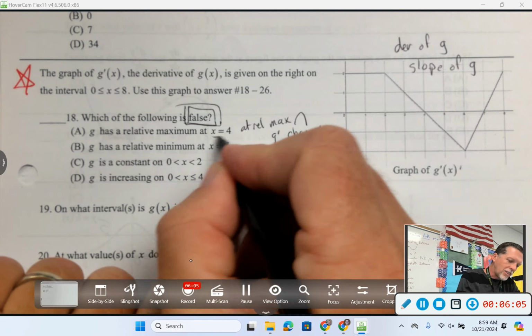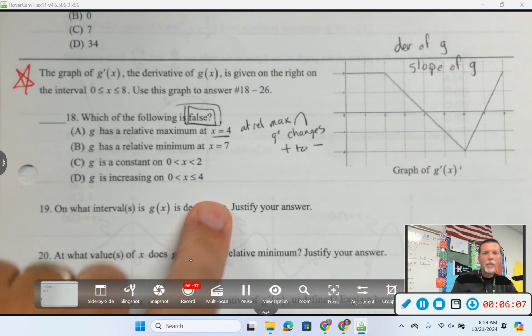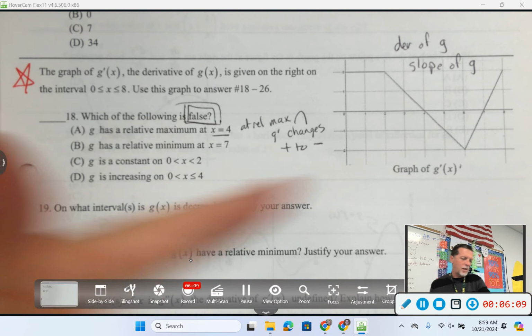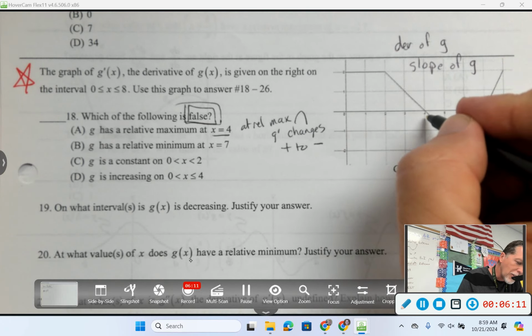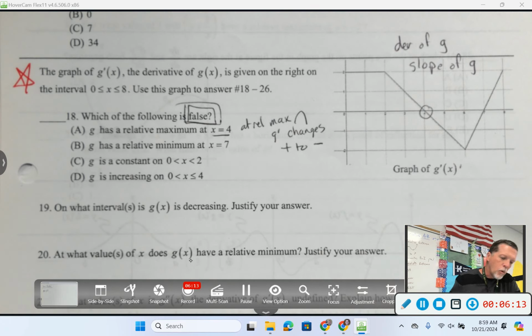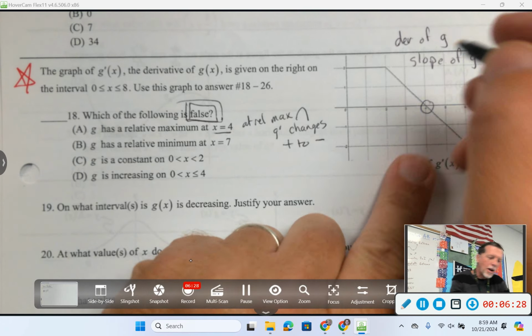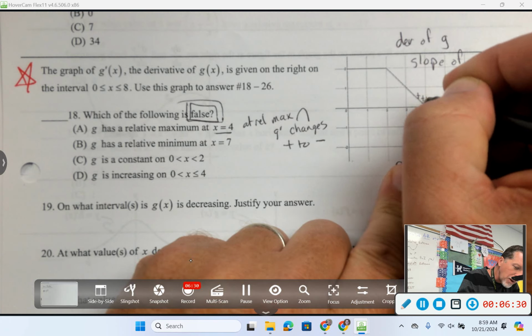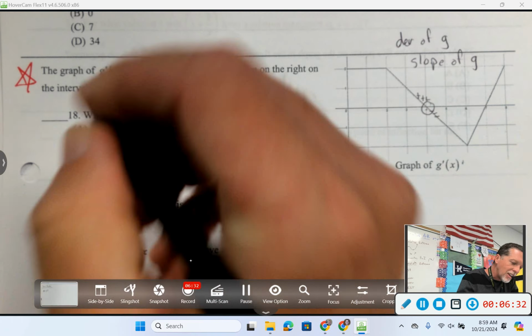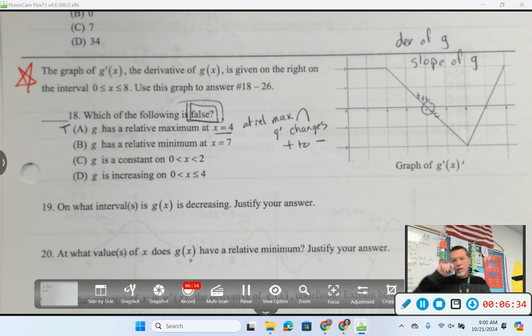Okay, so at x equals 4, I need to be careful about marking my graph up because I've got to use this same graph 8 times, so let's be careful. There's x equals 4. Is g prime changing from positive to negative at x equals 4? Uh-oh, got some yeses and some no's. Like, its slope is negative, but I don't care about its slope. I care about the value, which is positive, positive, positive, and then it changes to negative. So that statement is true.